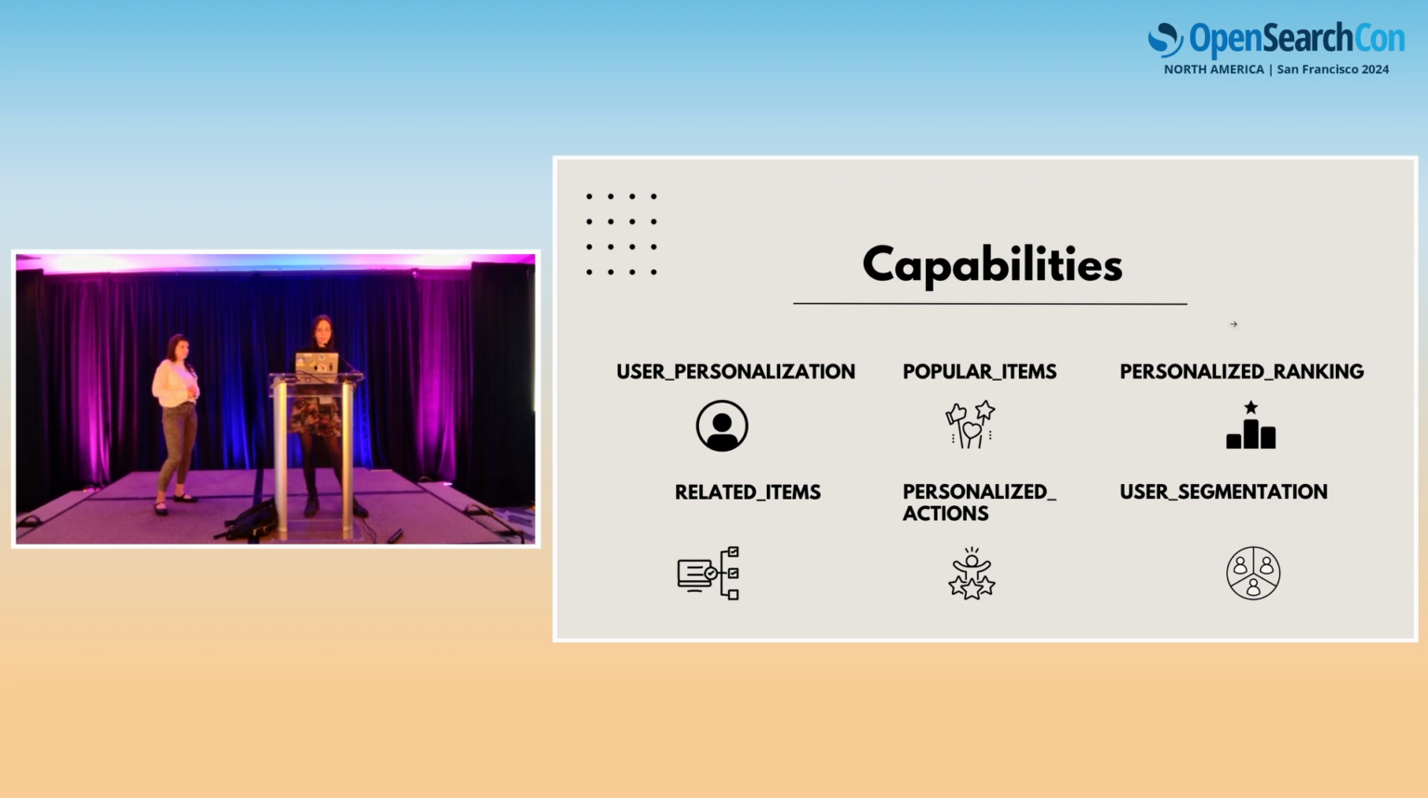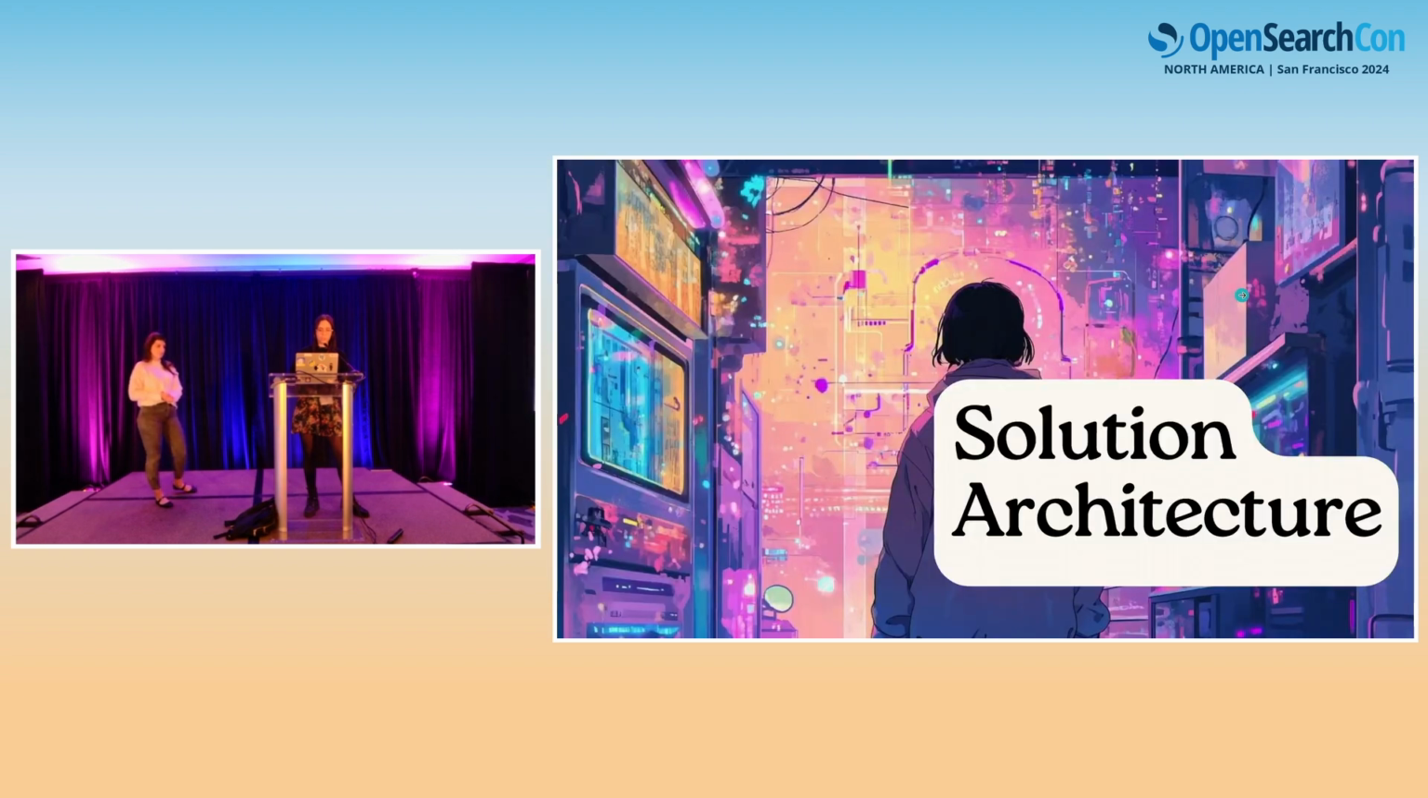Some of the capabilities that we can see in Amazon Personalize are user personalization. There are recipes, and the recipes are machine learning algorithms that you can choose according to what you actually want to achieve. For example, if you want to have popular items trending on your screen, you would use this kind of recipe. If you want to separate your users and target different groups, you will use user segmentation. If you want related items to pop up, you would use this one. And ranking and personalized actions for a unique experience.